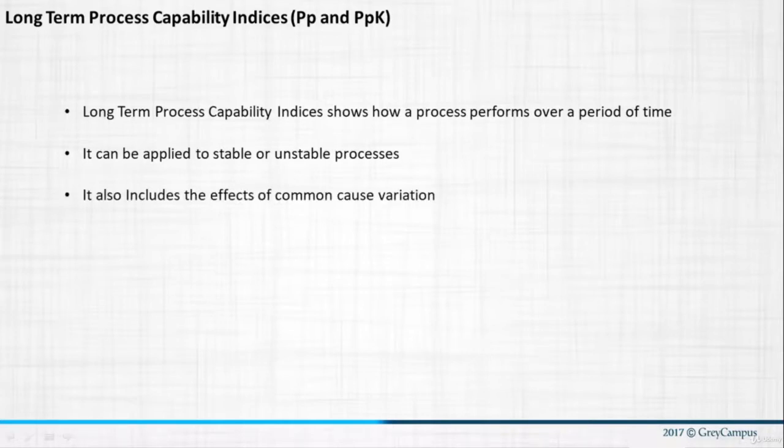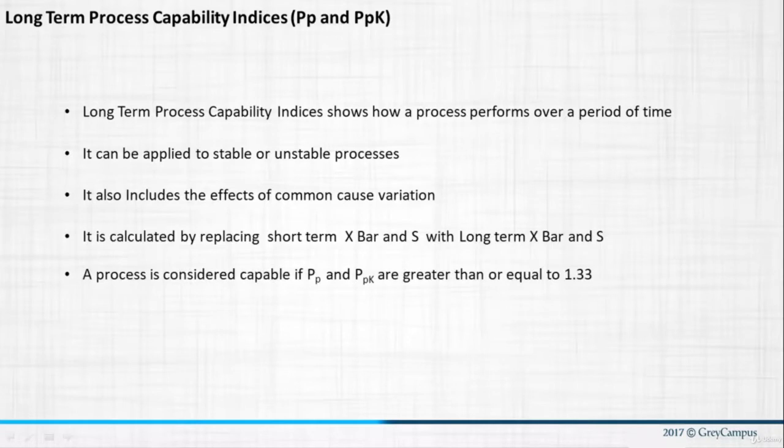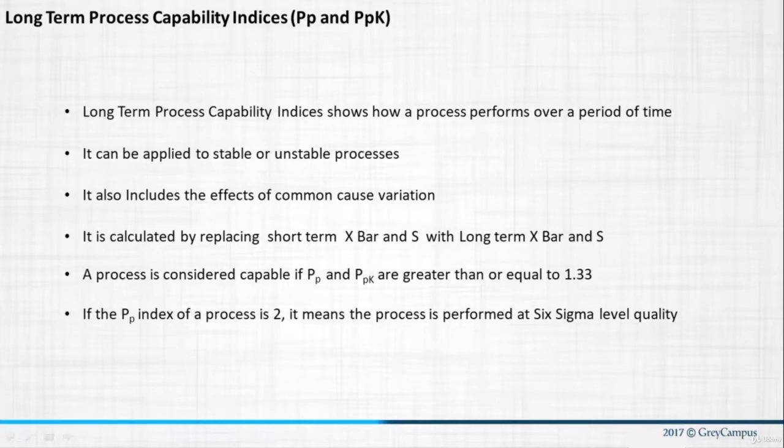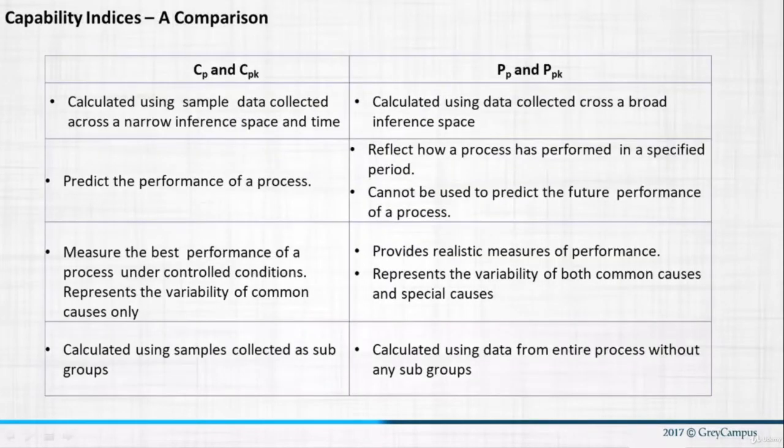Long-term process capability uses indices referred to as PP and PPK. They are calculated the same way as CP and CPK. They just use long-term standard deviation versus short-term standard deviation. You can see here a comparison between CP and CPK against PP and PPK. Again, CP and CPK are short-term process capability. PP and PPK are long-term process capability.